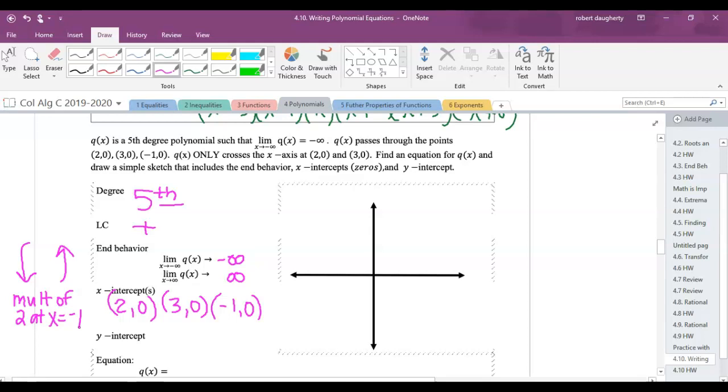I'm trying to think if there's other. Okay, I need to make a change to this one. It's a 4th degree. If I go to the left and it goes to negative infinity, if it's 4th degree, what does it do to the right? Okay, so the answer to both of these is negative infinity. Now, here are all my x-intercepts, but I'm told that it only crosses at 2 and 3. That means it does not cross here. So that means I've got a multiplicity. If I had x plus 1 to the power of 2, and this would be 3 and 4, this would get me my 4th degree polynomial.